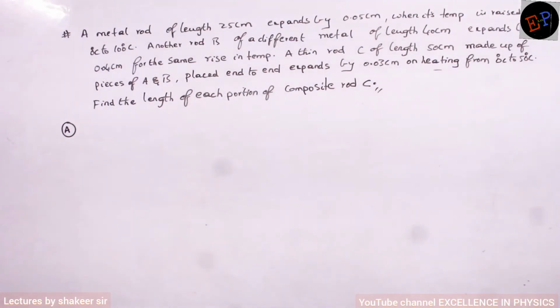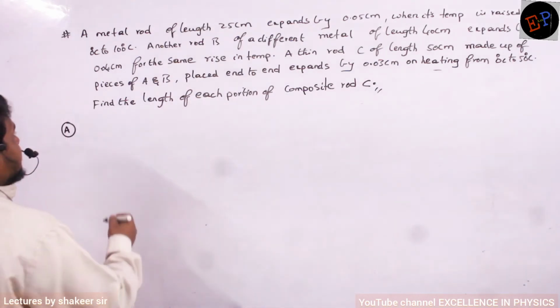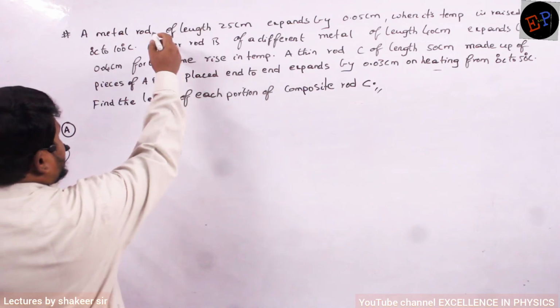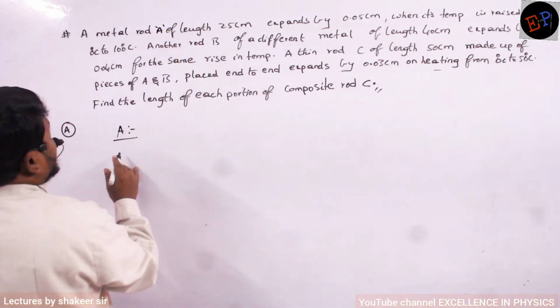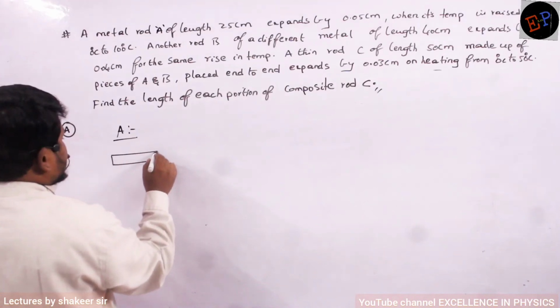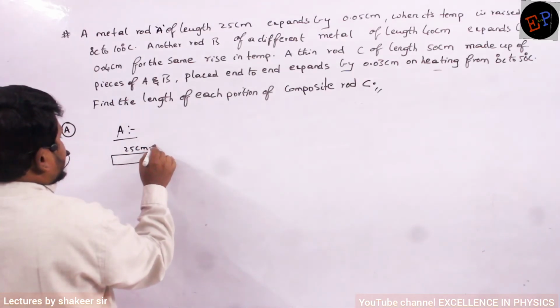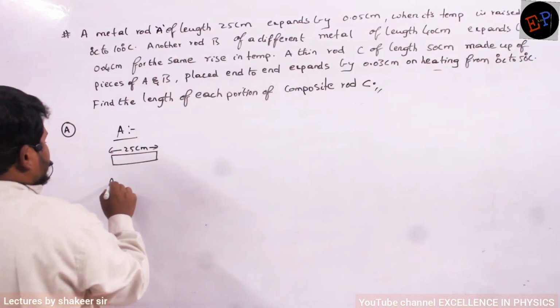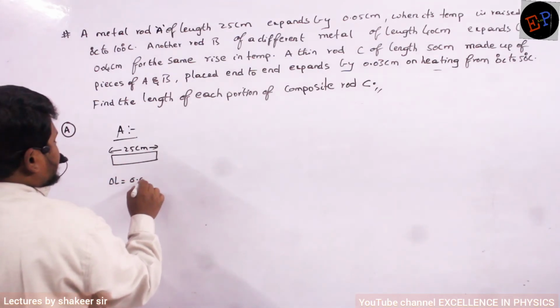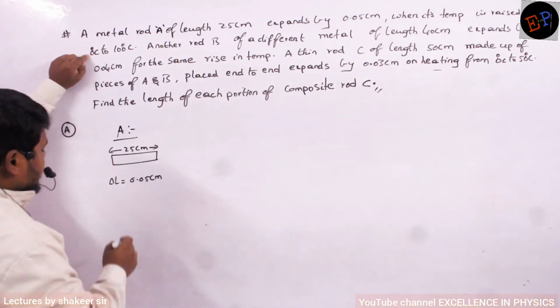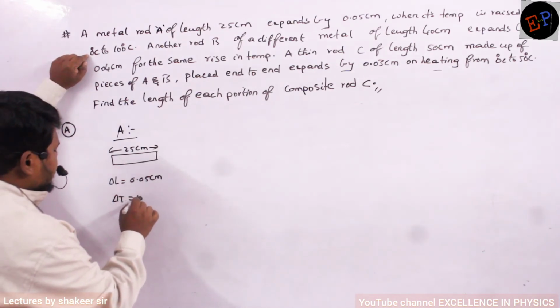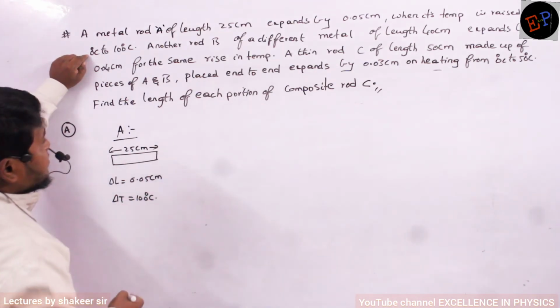Okay, let us see this question. There is a metal rod of length 25 centimeters, and let us name this rod as rod A. What is its initial length? Its length is 25 centimeter. And it expands by how much? It expands by 0.05 centimeter when the temperature is raised from 0 to 100. It means the change in temperature is 100 degrees Celsius.